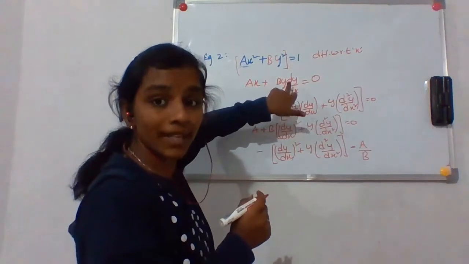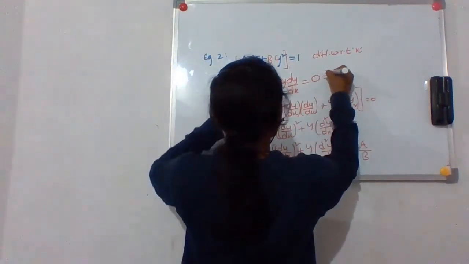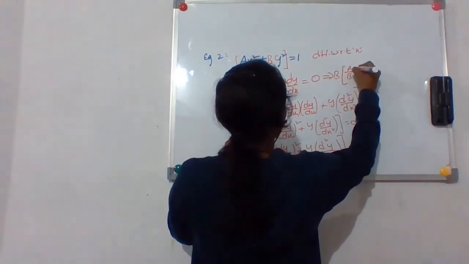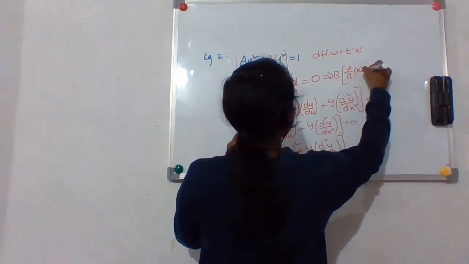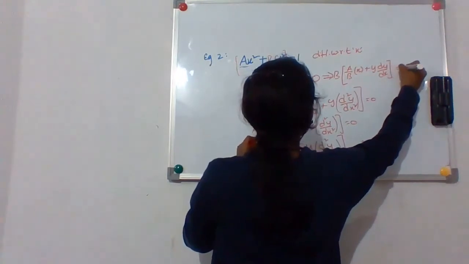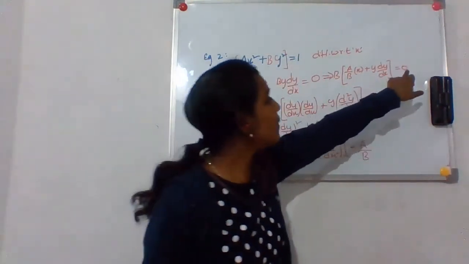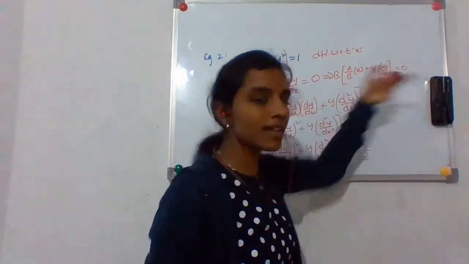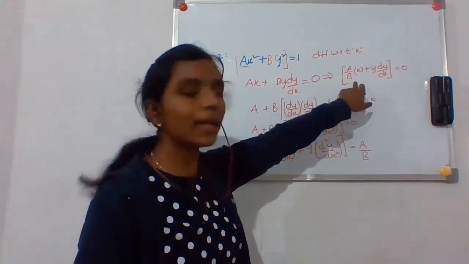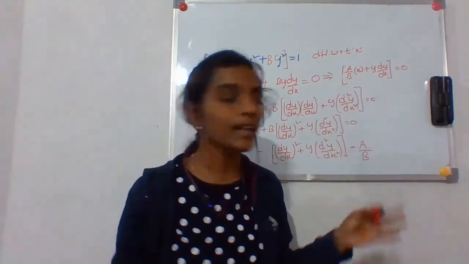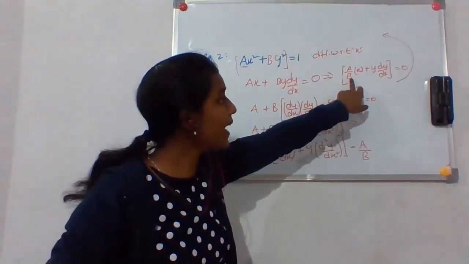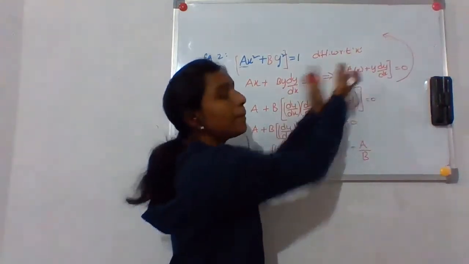If I take b as common in this equation, what will happen? I get a by b into x plus y into dy by dx is equal to 0. Because this is equal to 0, if I take b to this side, anyway it will become 0. So I am going to remove this b. Now I can substitute the value of a by b and then the arbitrary constants will be eliminated.